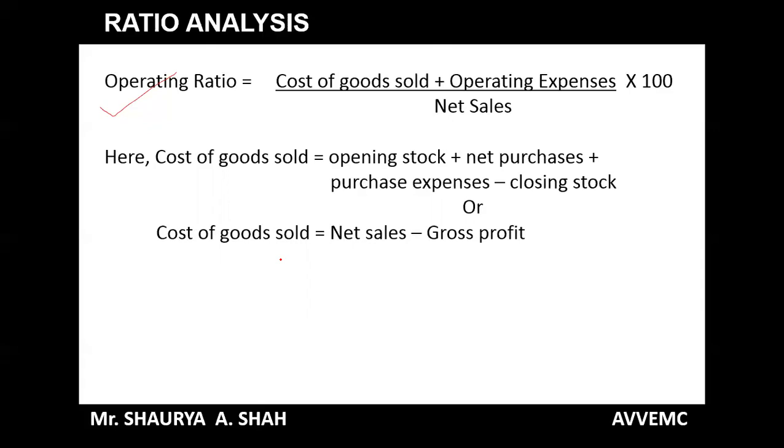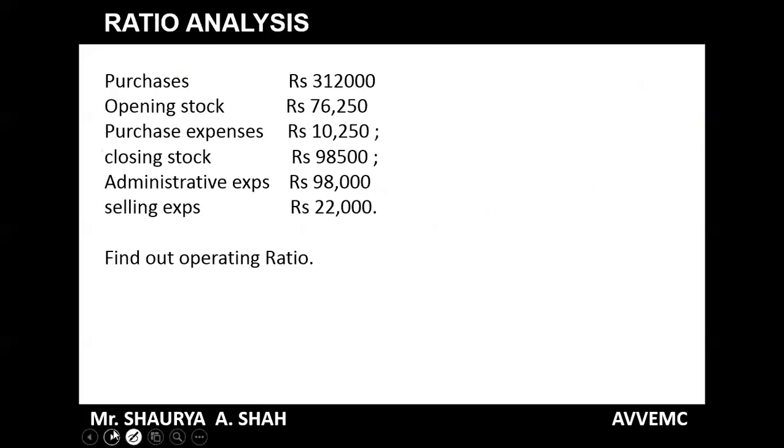Many a time in sums, all these things will not be given. They will give you only net sales and GP. So what you will do? Net sales minus gross profit is cost of goods sold. Alternatively, if GP is missing, then net sales minus COGS equals gross profit. If sales is missing, net sales equals COGS plus GP. So a single formula gives you all the solutions. I hope it is clear, students. Fine. So far we have seen current ratio, quick ratio, then GP ratio, then net profit ratio, and now operating ratio.